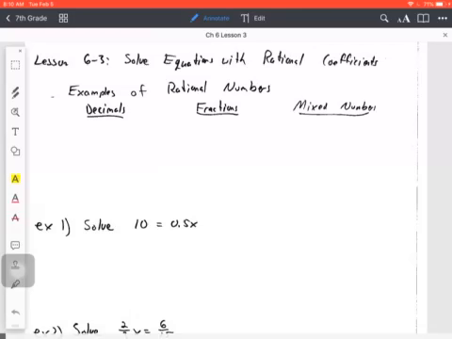Alright, so today we're going to be talking about Chapter 6, Lesson 3. This is called Solving Equations with Rational Coefficients. So when we start looking at rational coefficients, this is going to be the key word that we're going to be looking at here.